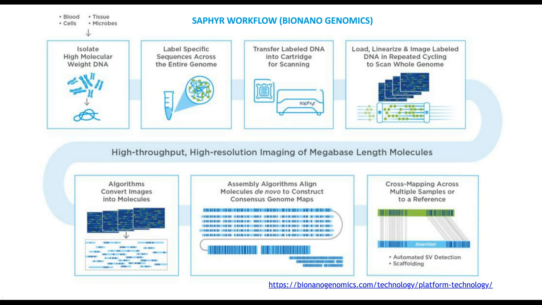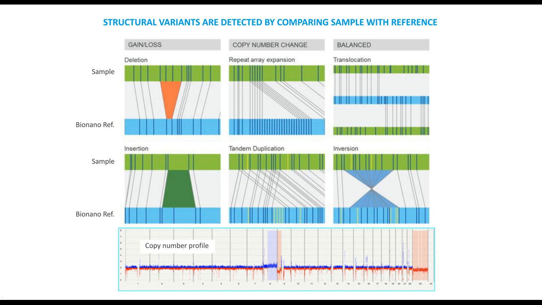So on the next slide, we see different types of structural variation that can be characterized and detected by optical genome mapping. On the left, you see how optical genome mapping allows detection of copy number changes. And by comparing your samples in green and the reference, you can see deletions and duplications. You can also detect balanced rearrangements, translocations, and inversions, for example.